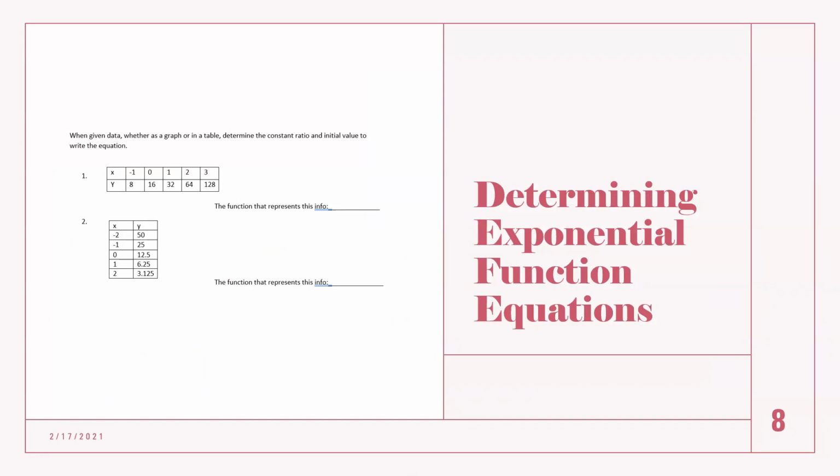All right, it says when given data, whether as a graph or in a table, determine the constant ratio and the initial value to write the equation. So let's look at this. When you have an exponential function, you know that the y values are multiplied by a common ratio.